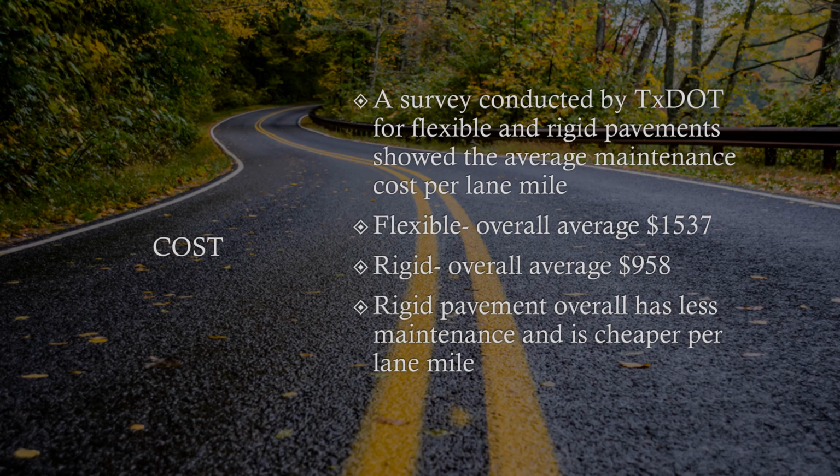So I'm going to talk about the cost between flexible and rigid types of pavements. TechStock conducted a survey comparing flexible and rigid pavements for the average maintenance cost per lane mile, and it showed that flexible on average was $1,537 per lane mile, while rigid was $958 per lane mile. And this shows that rigid pavement overall has less maintenance and is cheaper per lane mile.